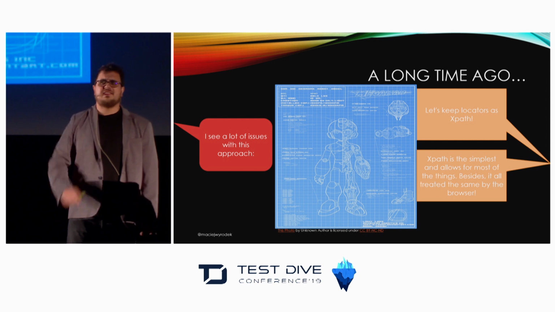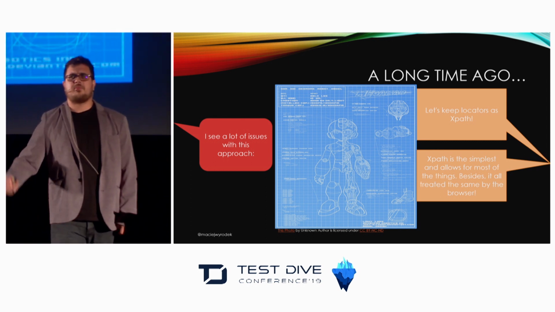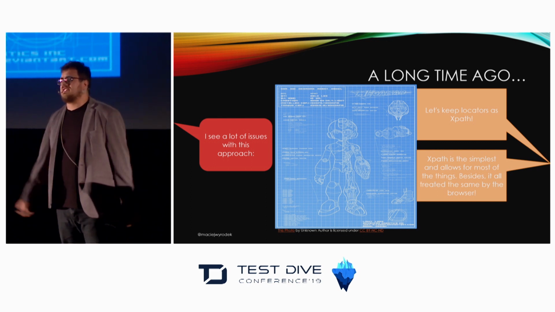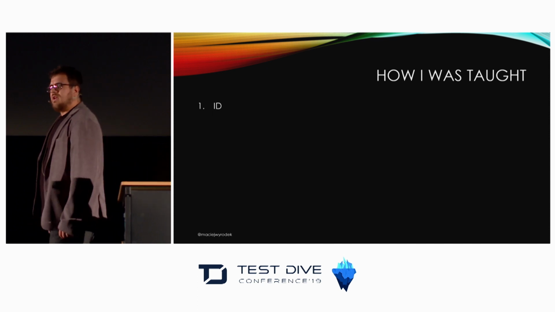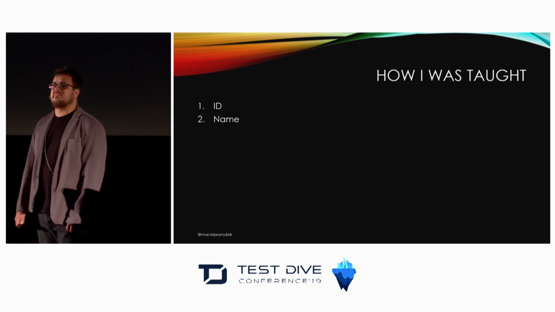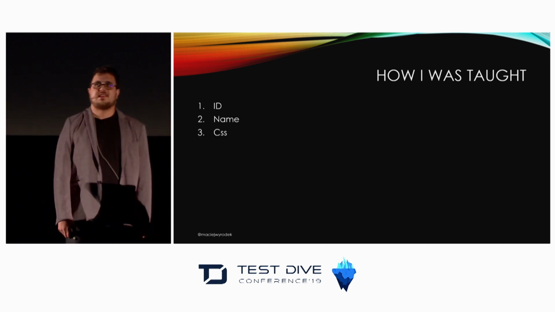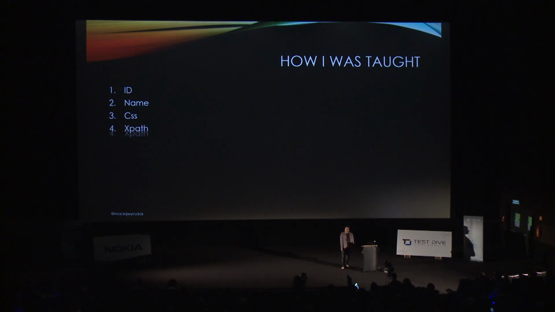Back then, I didn't catch the contradiction here, because how can it give you the most capabilities if it works exactly the same? Well, I was taught this way. Start with IDs. If you cannot use IDs, use classes and names. If that doesn't work, go for CSS. And then, when everything else fails, use XPath. Some people say to use link text also, but I'm not sure if that should be the last option. I would prefer it before XPath.